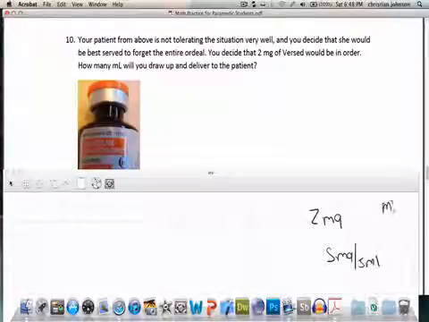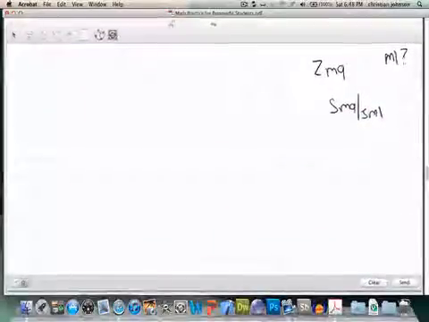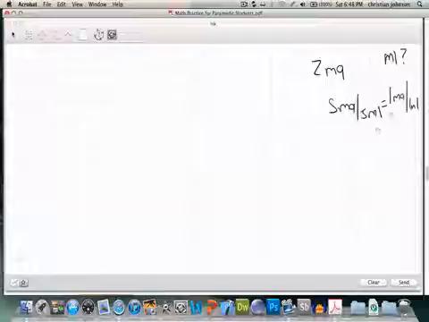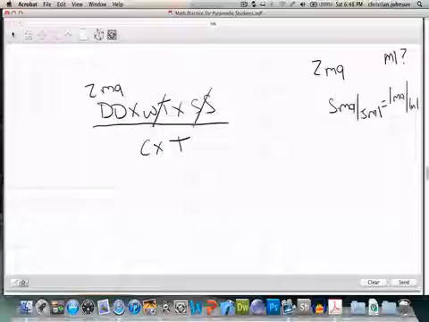So it's asking you for milliliters. That's what we need to find out. So then we got to find out our concentration. We have 1 milligram per 1 milliliter. So common sense would tell you that in order to give 2 milligrams, you need to give 2 mLs. Well, we're going to use our formula again. Our desired dose is 2 milligrams. We don't need weight. We don't need our solution set. Our concentration would be 1 milligram per 1 ml. We don't need time.